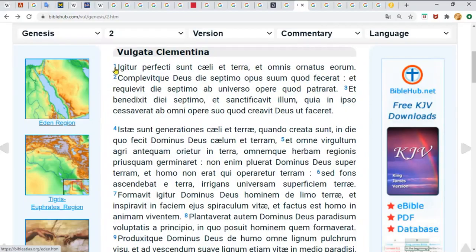So don't run off. In just a short while, I'm going to have you reading this Vulgata Clementina better than your priest. And it's going to be in straight English. It's just a letter shift.